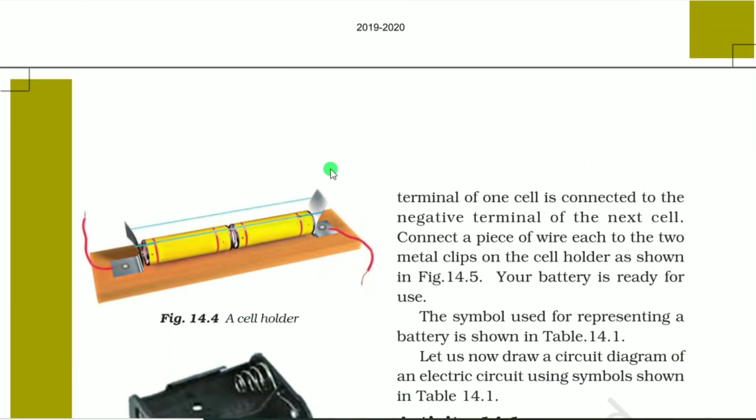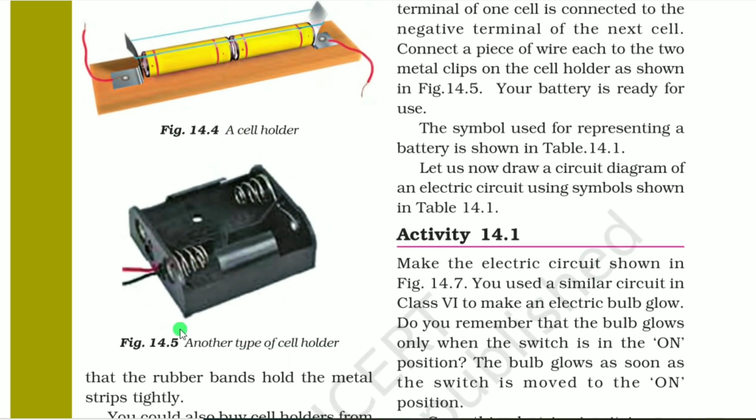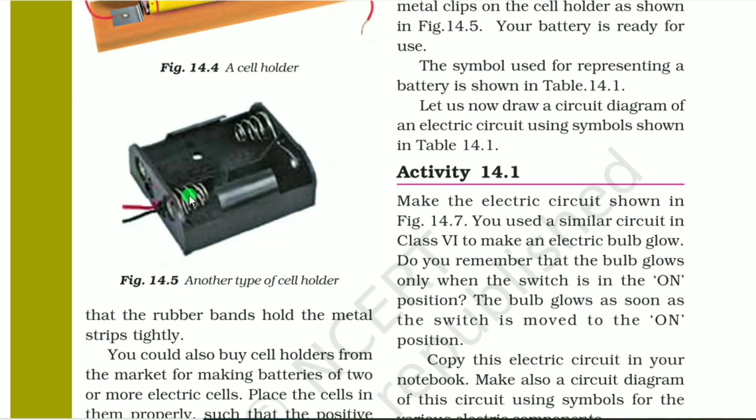Now these are the holders. You can see this is a cell holder. These two terminals are made of metal, and between the two cells they are connected negative to positive automatically by the rubber bands, which press them against each other so that they are placed in a particular position. This is more convenient. This is the negative terminal, this is the positive terminal, and the positive terminal is connected with the negative terminal.